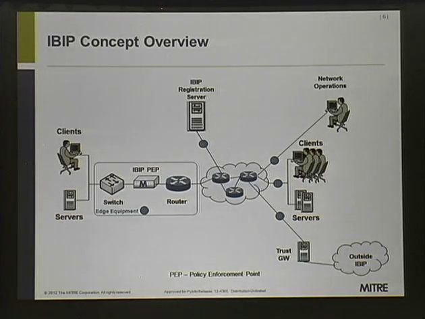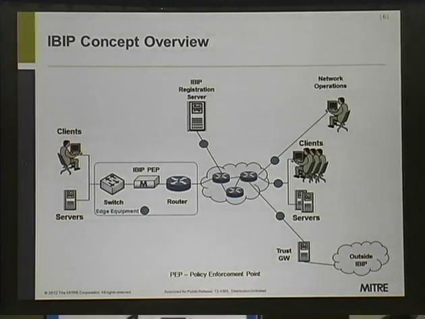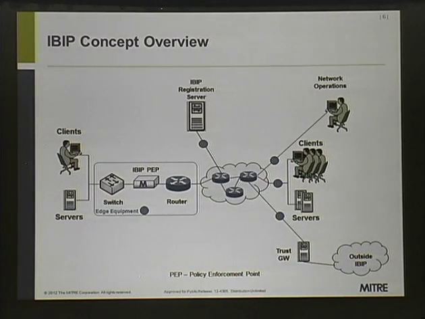IBIP policies are enforced at each edge point of the network using COTS switches, routers, and a MITRE-developed IBIP policy enforcement point, or PEP. This MITRE PEP serves as the main enforcement point. We refer to this edge area, the switch, PEP, and router, as IBIP edge string. Essentially, each user switch in an IBIP enclave is backed by an IBIP PEP.